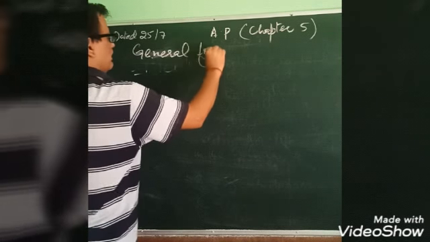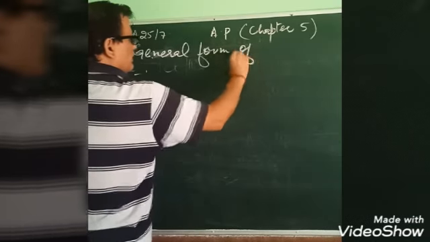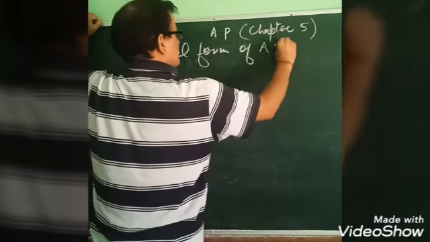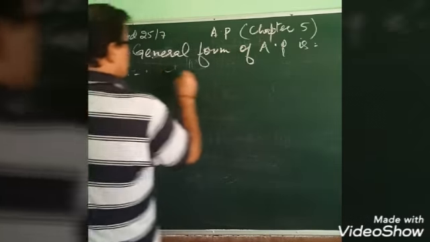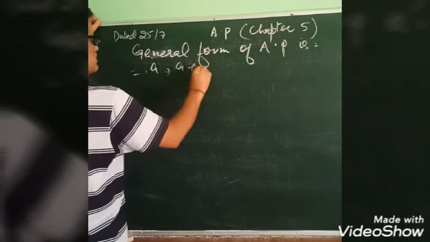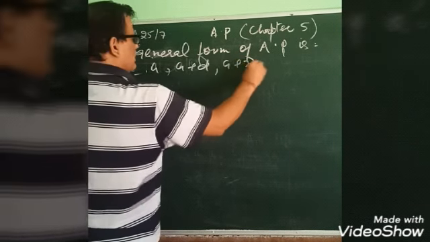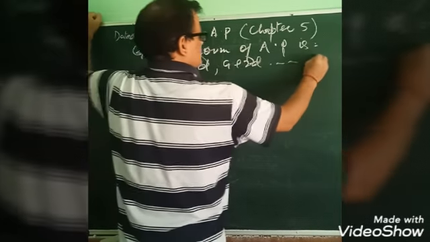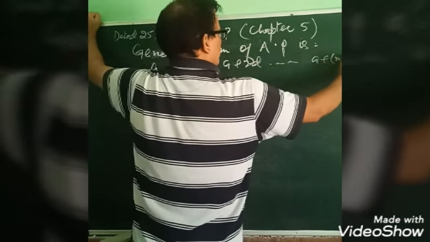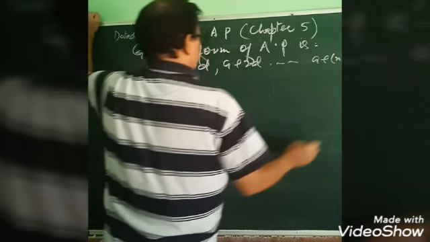General form of AP is A, A plus D, A plus 2D, and so on, and last is A plus n minus 1 into D. How can we find this out?